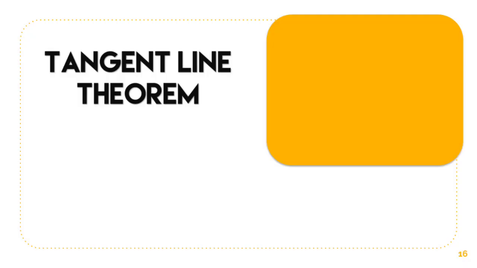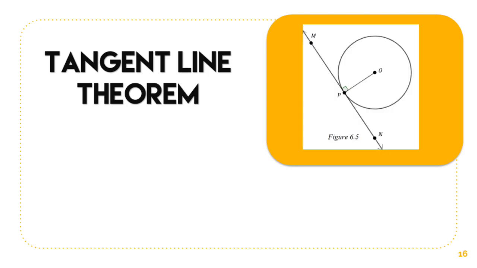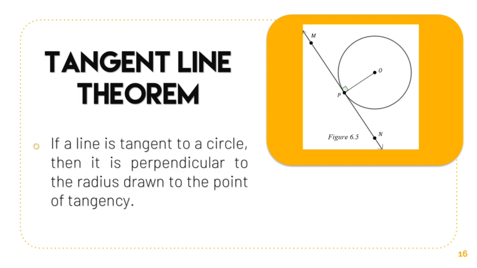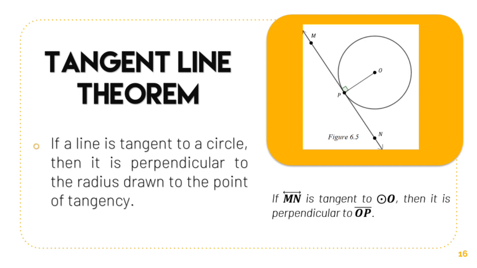Next, moving on to the tangent line theorem, we have this figure. Take note that this theorem has two parts. The first one is that if a line is tangent to a circle, then it is perpendicular to the radius drawn to the point of tangency. To illustrate, let us have the figure. If line MN is tangent to circle O, then it is perpendicular to segment OP. And take note that segment OP is a radius of circle O.